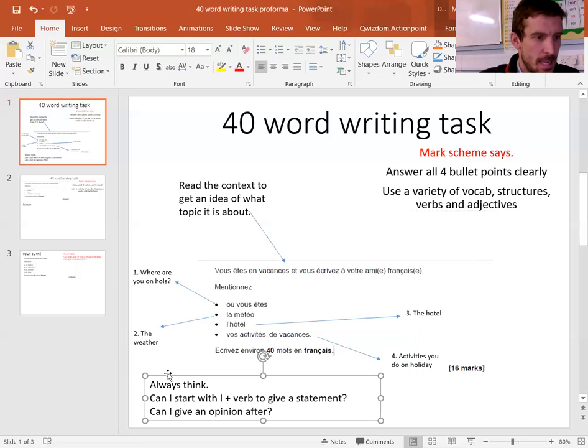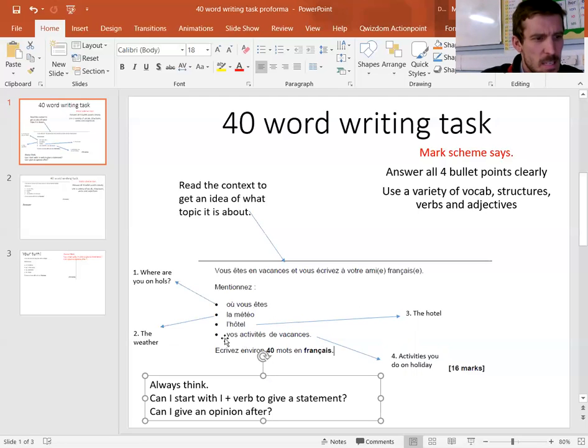For the last bullet point, your holiday activities: on holiday, I play. So I play volleyball at the beach. Je joue. I'm trying to start a sentence with that. What you have to avoid doing most of the time is trying to say things like, my holiday activities are, or where you are. So don't use these bullet points too much to help you. A couple of times you can use the word hotel here, you can use the word météo, but you've got to try and avoid using that bullet point in your answer too much.